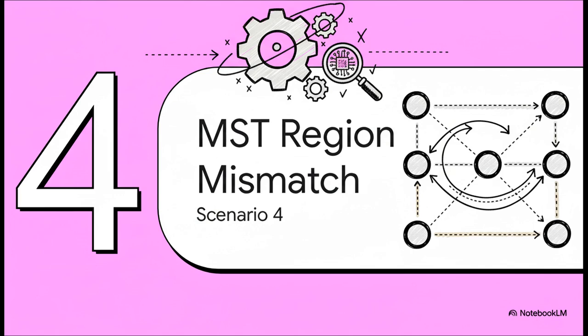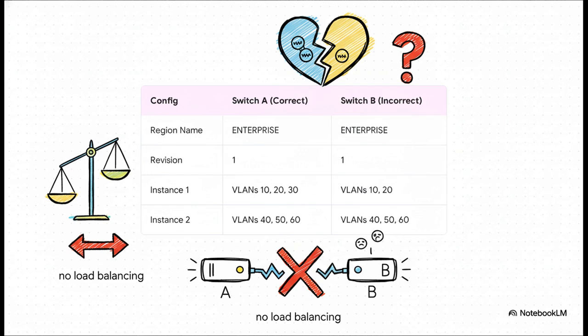For our last scenario, we're jumping into the deep end with multiple spanning tree, or MST. Now, MST is an incredibly powerful tool for load balancing across your network, but it has one tiny requirement: absolute perfection in its configuration. And this table shows you just how unforgiving it is.